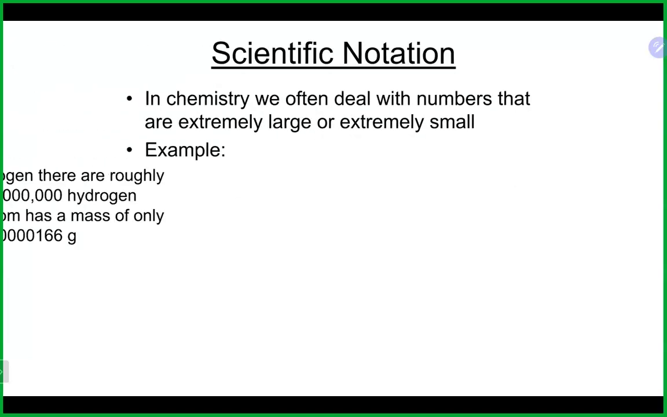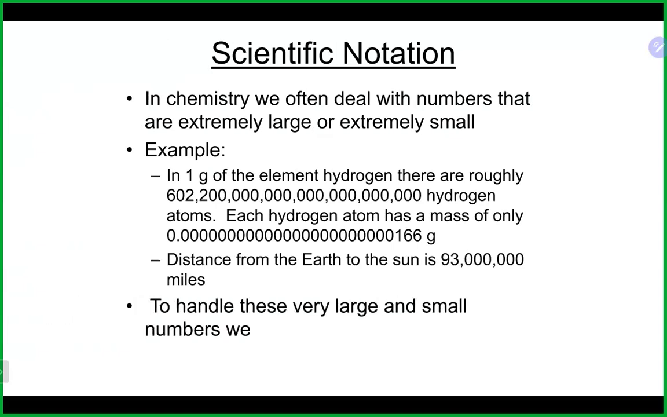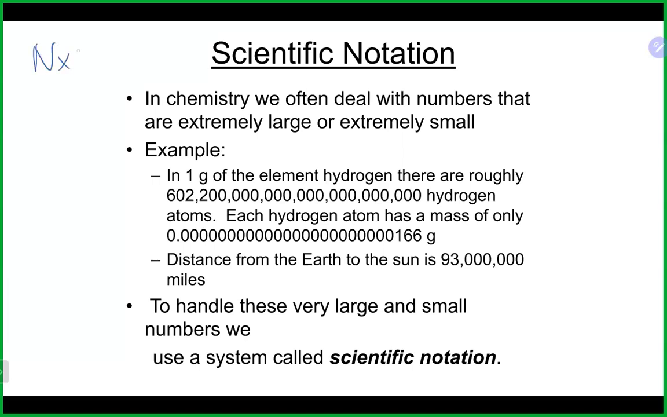So let's talk about also an important way that we write numbers or see numbers sometimes in chemistry, which is scientific notation. Scientific notation is basically this formula here, N times 10 to the n, where N is a number between 1 and 10. And the exponent n is positive or negative, depending on which way you need to go to get a number between 1 and 10.